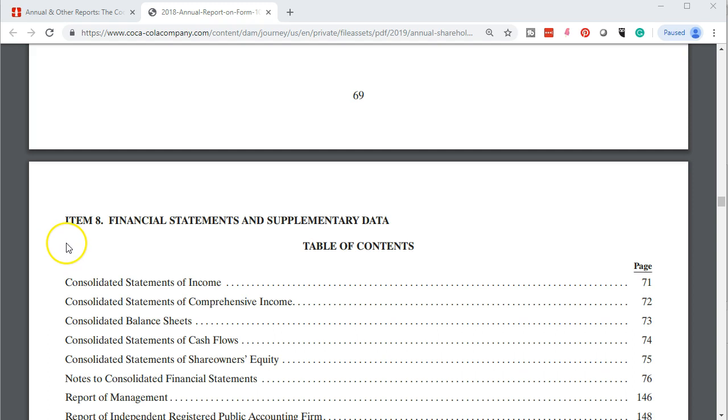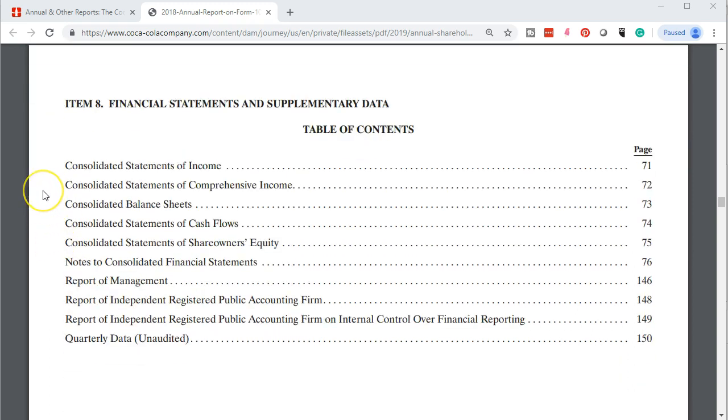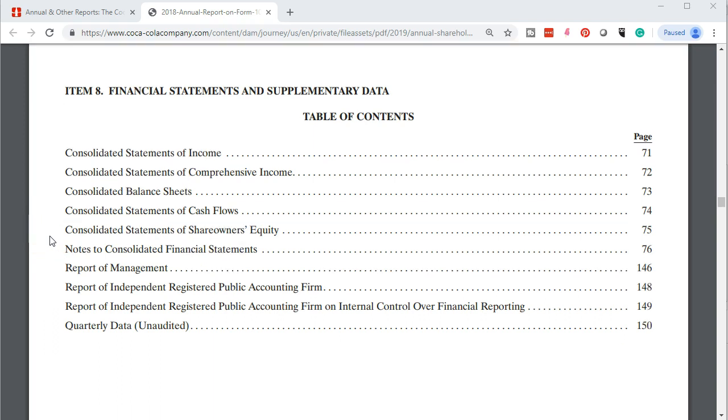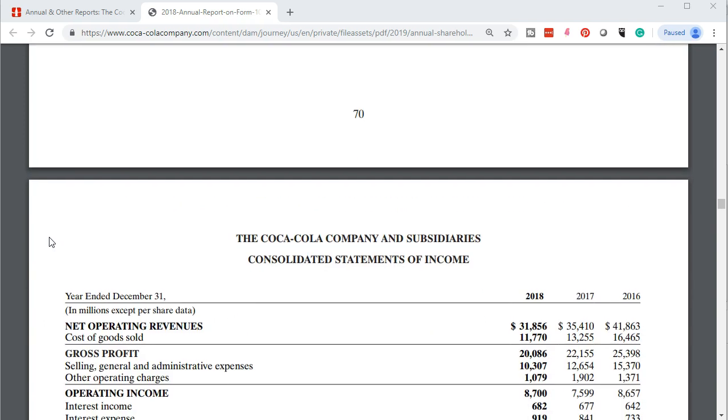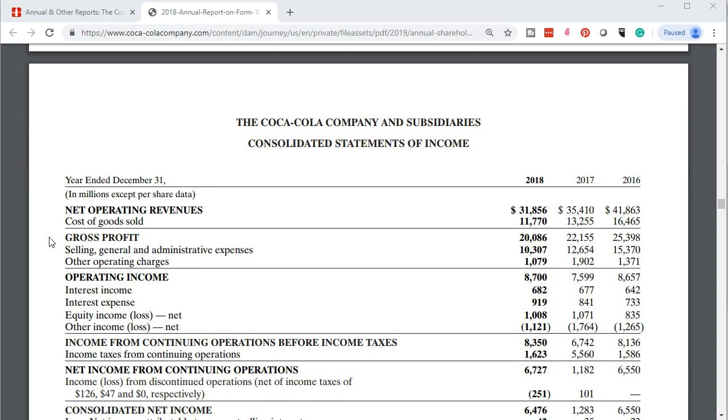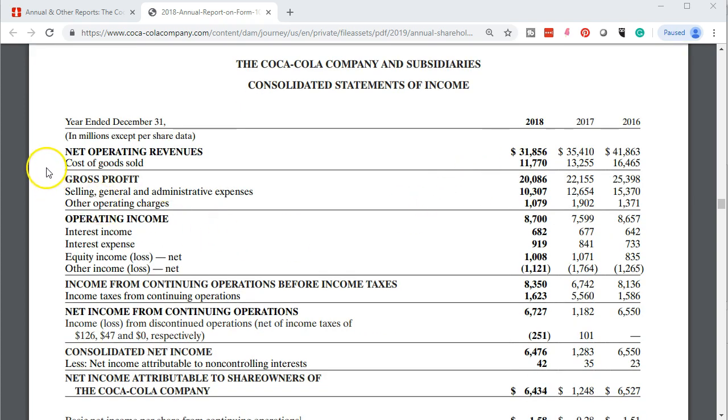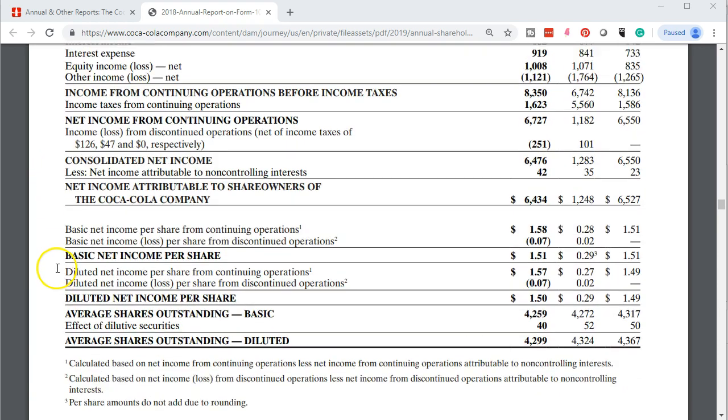So here we are in the financial statements and supplementary data. We have the consolidated statement of income, the consolidated statement of comprehensive income, the consolidated balance sheet, the statement of cash flows, and the statement of shareholders' equity. So this is going to be, of course, our financial data. And so if we want to apply our ratios to some data, we can go to the financial statement data here. We've got 2018, 2017, 2016, this being the consolidated statement of income, in essence, the income statement here. So we've got the net operating revenues, the cost of goods sold, the gross profit, and so on and so forth.